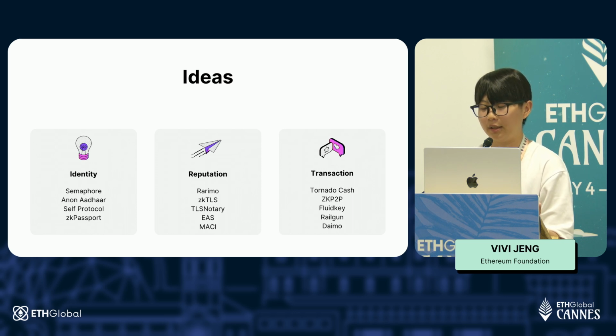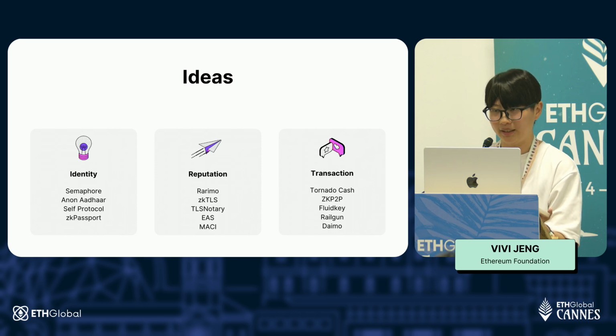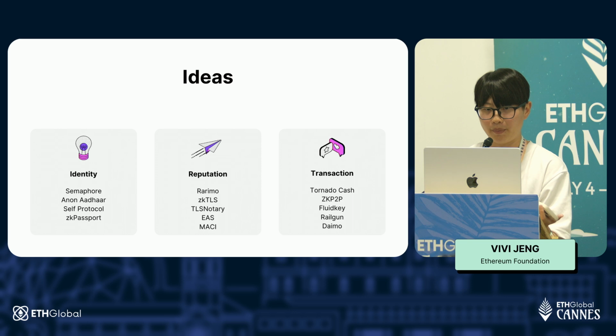And also transactions like Tornado Cash, ZK P2P, Privacy Pools, Railgun. Some of them already have their circuits, so you can use them. And Damus is also an interesting example. Although it doesn't have ZK features, you can try to figure out how to enable ZK features in Damus, because we know Damus is a very successful app in Web3.